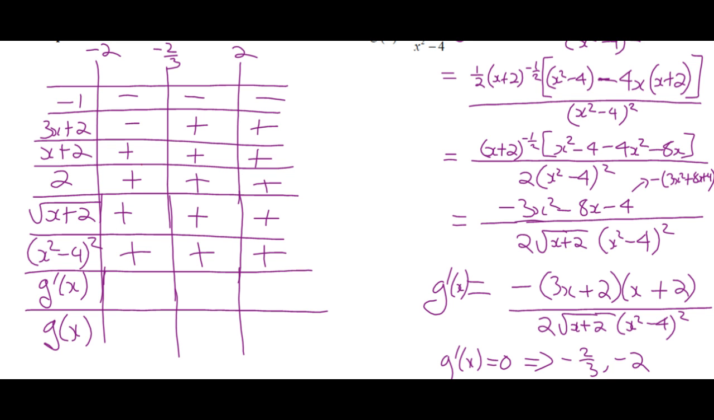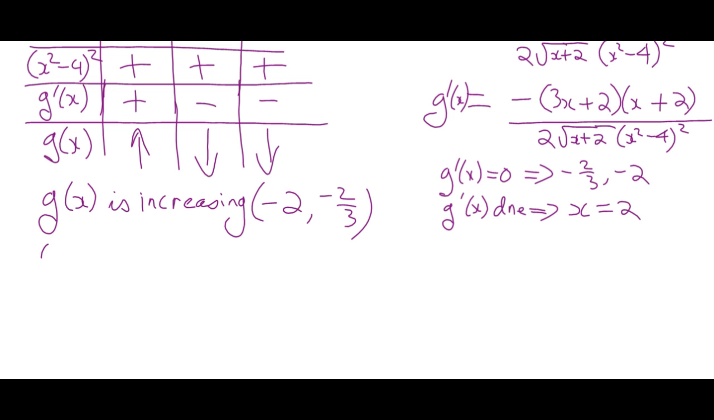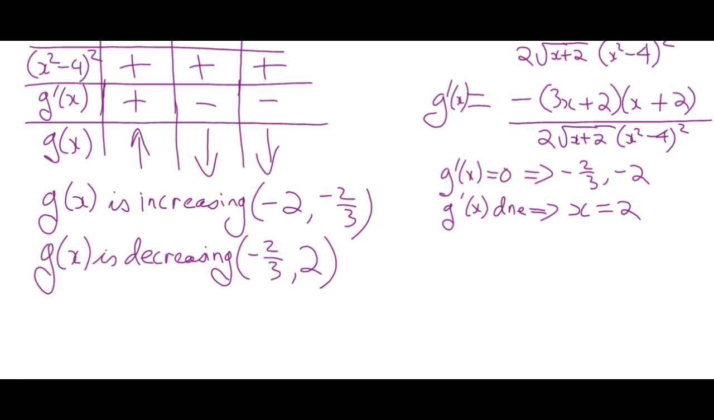And so now we just sort of count signs. Well, we count negative signs, really. So even number of negative signs, odd number of negative signs, odd number of negative signs. Okay? So there's something happening at 2, and we know what that is. We've got this x squared minus 4, and we know that on either side of that, it's decreasing. So g of x is increasing from negative 2 to negative 2 thirds. And g of x is decreasing from negative 2 thirds to 2, and from 2 to infinity.